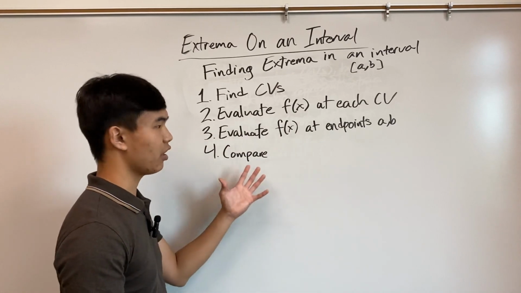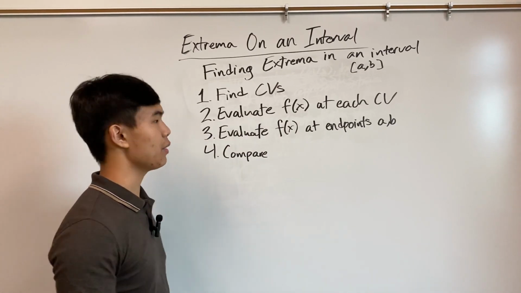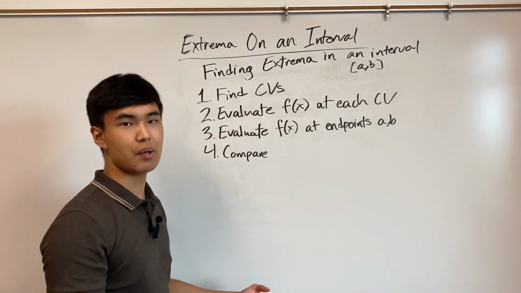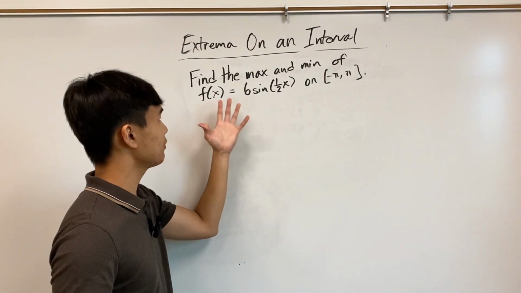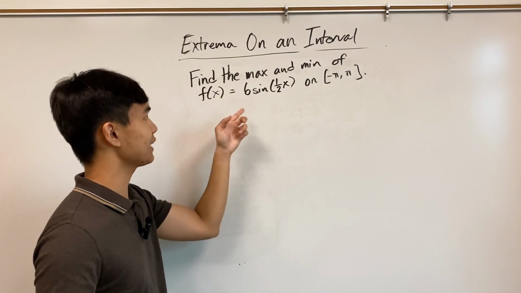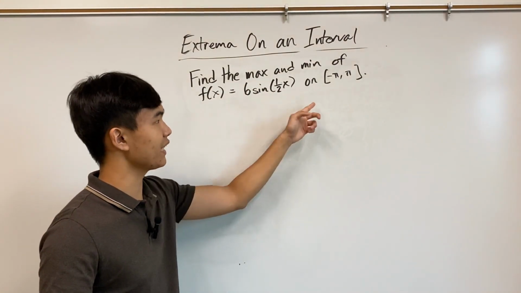Finally, we're going to compare all their values. The smallest number you got by evaluating f of x is your minimum, and the largest number you got doing that is your maximum. As an example, we're going to find the maximum and minimum of f of x equals 6 sine of 1/2 x on the interval negative pi to pi.